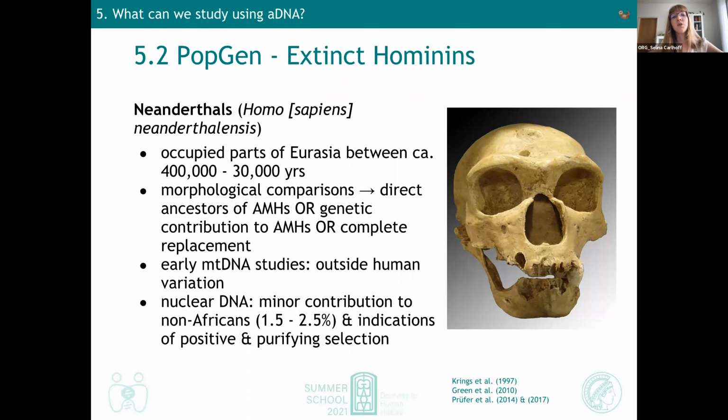However, later studies using nuclear DNA showed that indeed there is a quite small but significant proportion of between 1.5 and 2.5% of our genetic ancestry that everyone outside of Africa can trace back to the Neanderthal, actually. And more advanced studies have shown that there's also indications of selection on these genetic variants that we can trace back to the Neanderthals.